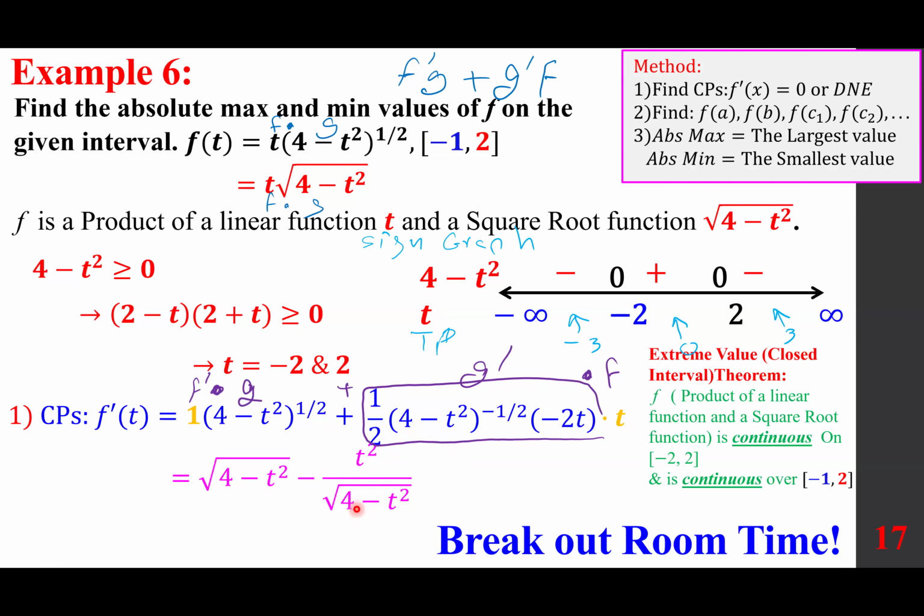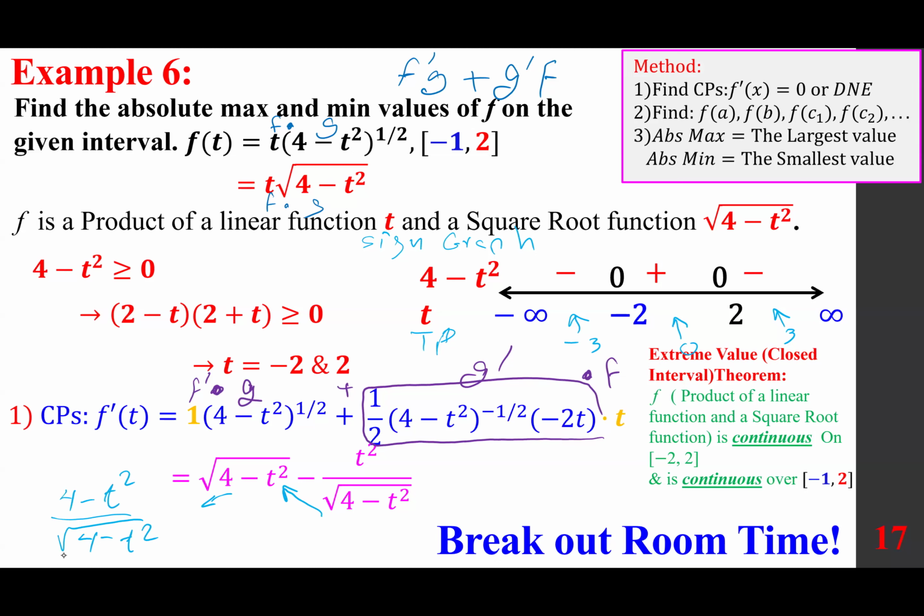We are going to take a common denominator because of the next step. We are going to take a common denominator of square root of 4 minus t squared. So this remains. What happens to this one? Please understand now, this one, we are going to have the denominator 4 minus t squared under the radical. That means we need to multiply these two and put it at top. We get 4 minus t squared.